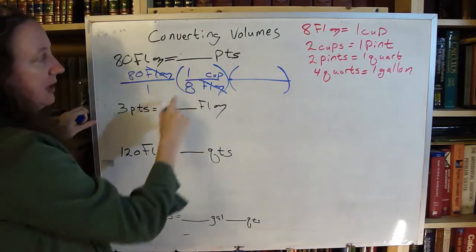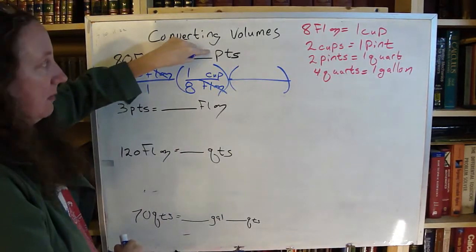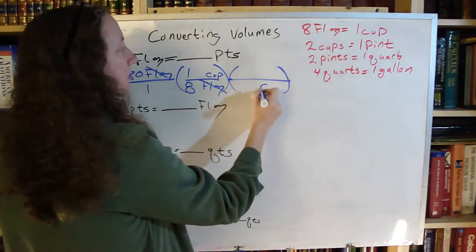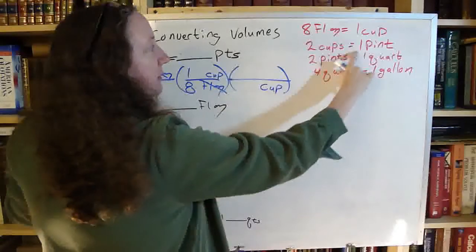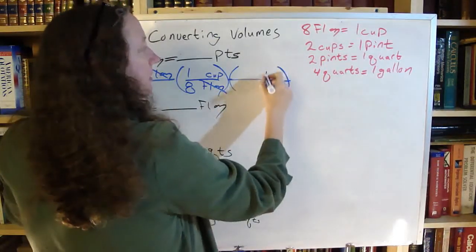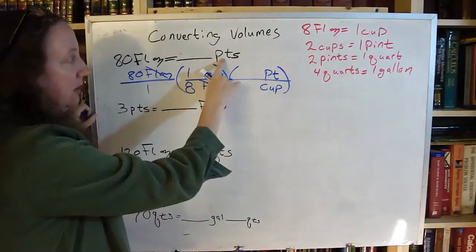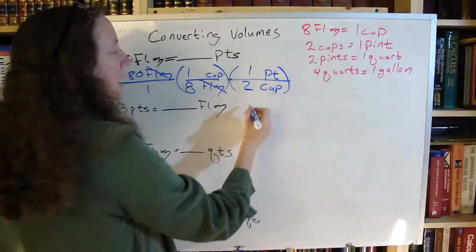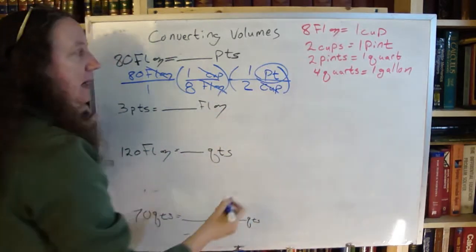I have cups there, but cups is not where I want to end up. So I need to get rid of cups. Go to my conversion factors. 2 cups is 1 pint. I can go to pints. Pints is where I want to end up. So fill in my numbers: 1 pint, 2 cups. Cups cancels cups. I'm left with pints.